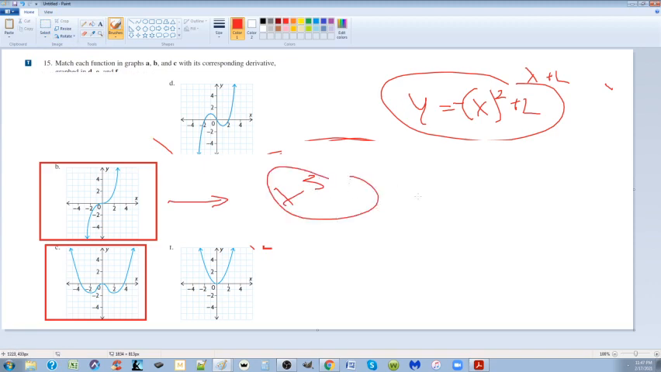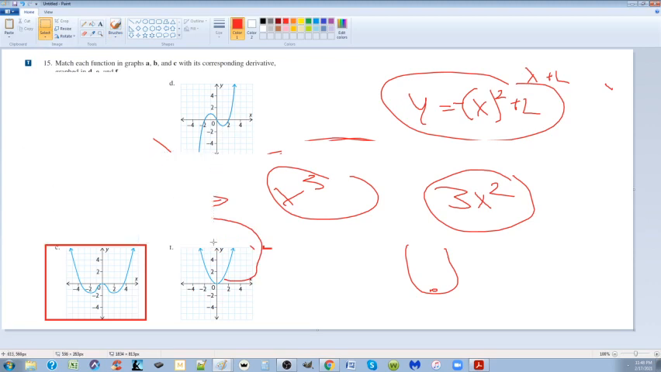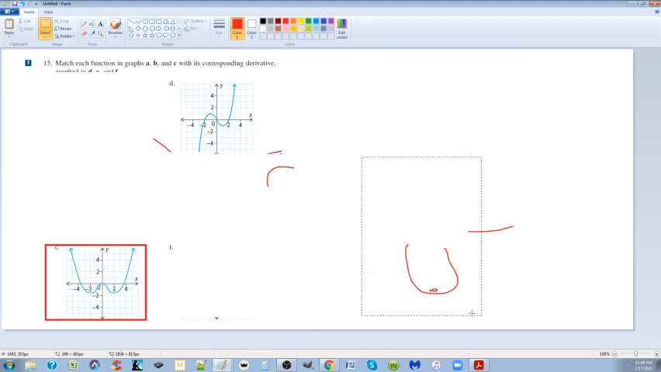And once you take the derivative, what you're going to be left with is 3x squared. What is that? That's an upward-facing parabola. So you're going to discover the only one that matches that, because you'd be tempted to go with this one, wouldn't you? The only one that matches that is this. And if you want, just take the derivative of a cubic, 3x squared.